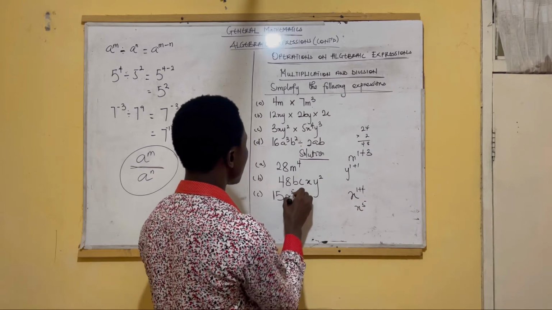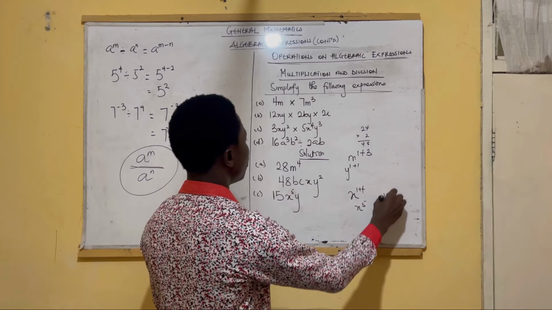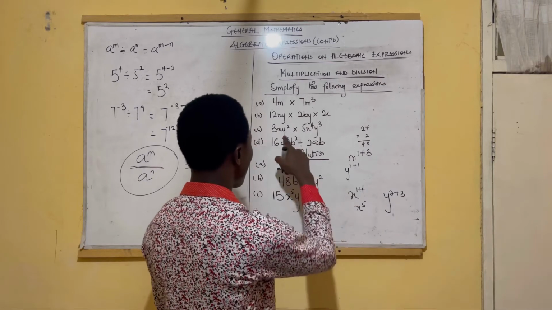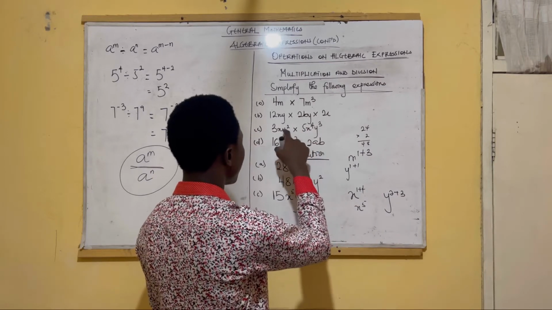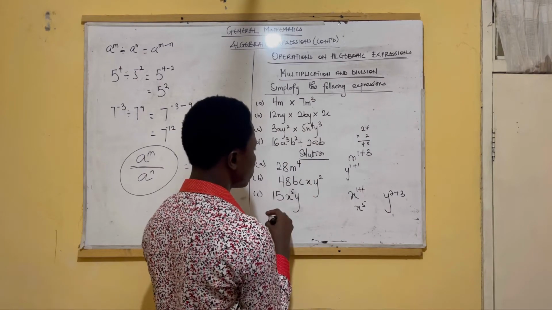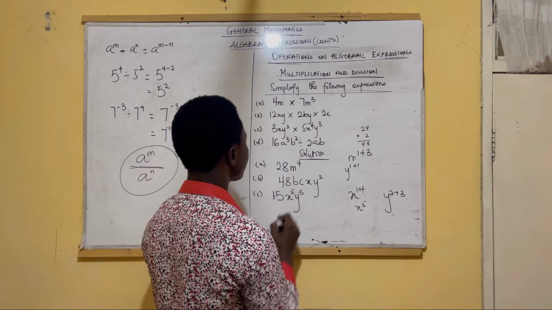And then you come to the Y. Y, you have 1 being 2, and then the other being 3. And I believe you know why I'm adding. They are multiplying. They are the same. So you pick one, and then you add the powers. So that's going to be Y exponent what? 5.